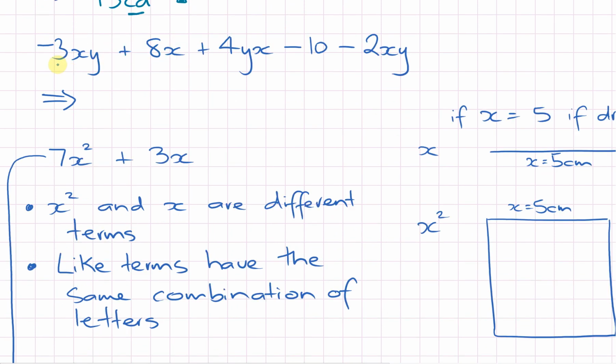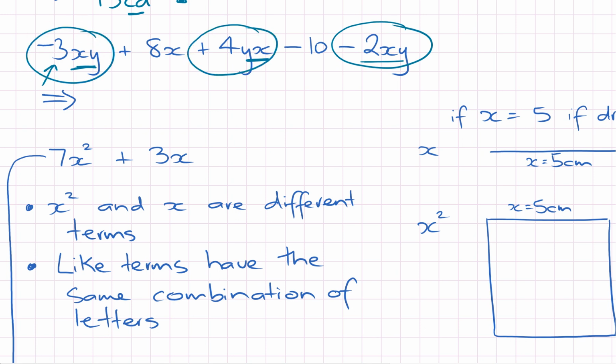Next example, I've got negative 3xy plus 8x plus 4yx minus 10 minus 2xy. So I'm going to collect my like terms together. So somewhat just ignoring the number in front of the term there, I'm looking at xy terms. So there's one there. There's another one here because yx is the same as xy. And then there's another one here. So if I just circle those and including the sign in front of them, I've got minus 3 plus 4 gives me 1. Then minus 2 gives me minus 1 or negative 1xy.